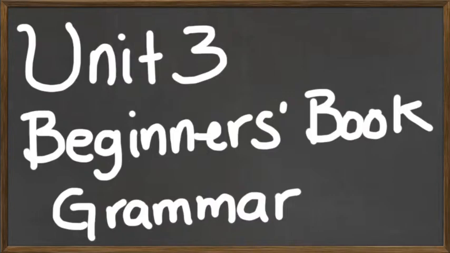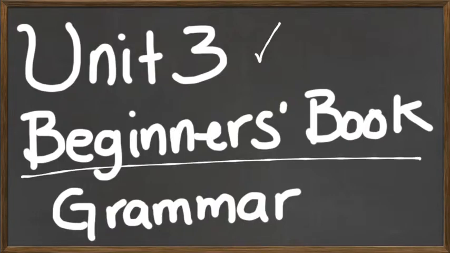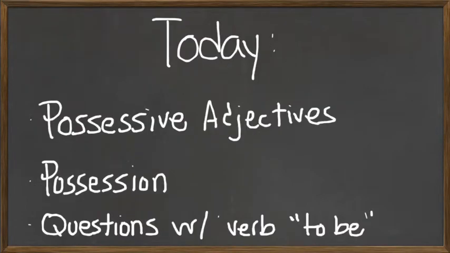Today we're looking at Unit 3 of our beginner's book, and we're going to be covering the grammar of the book. Let's start. In this lesson, we have 3 items we are going to check. The first item is possessive adjectives. We are also going to learn how to express possession. And finally, we're going to learn how to make questions with the verb to be in present. Let's start.